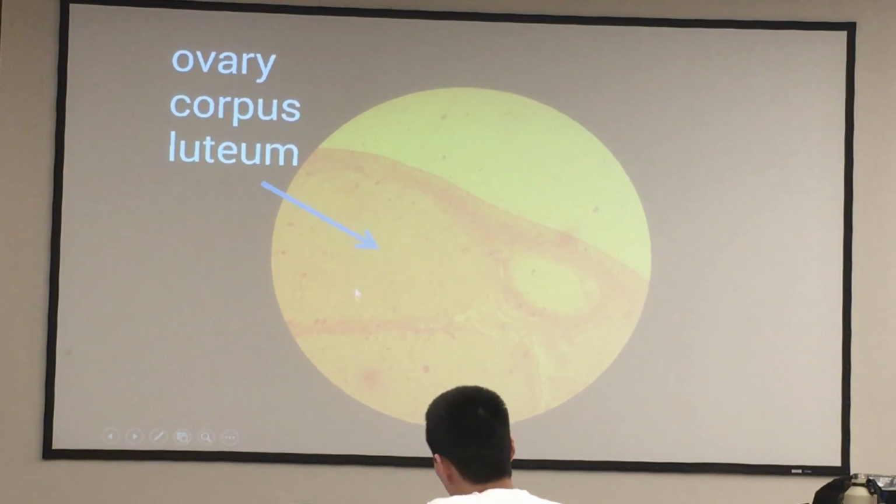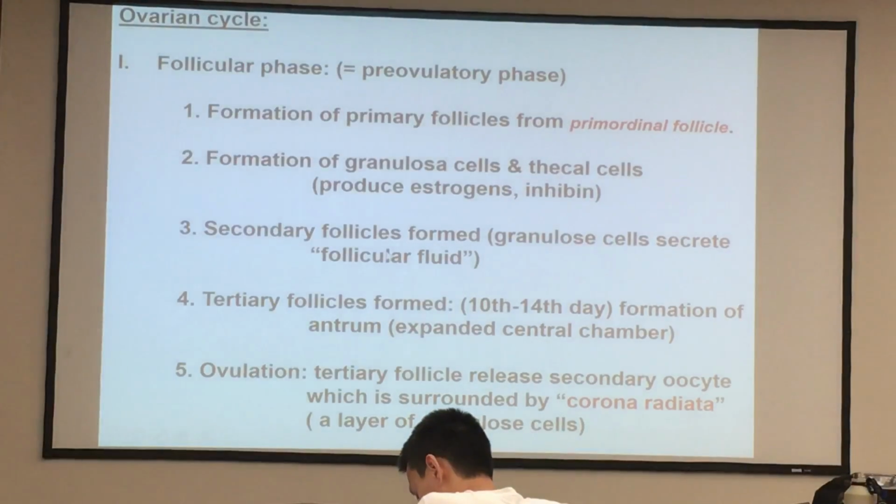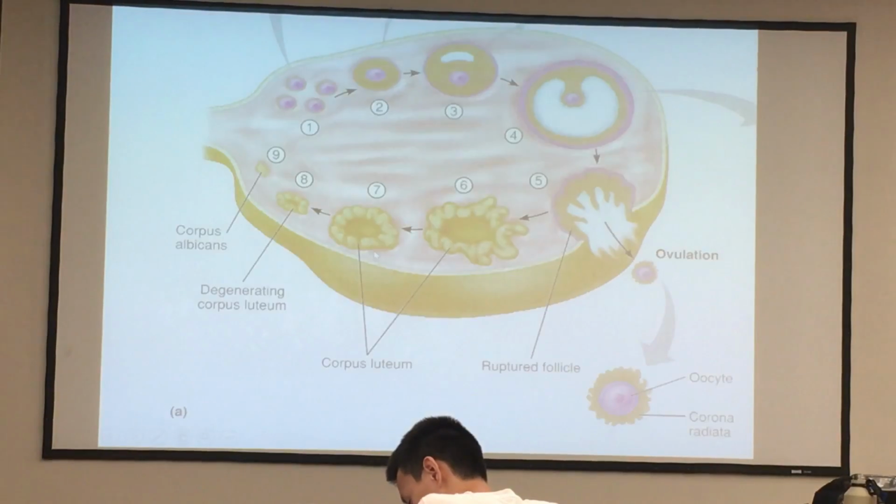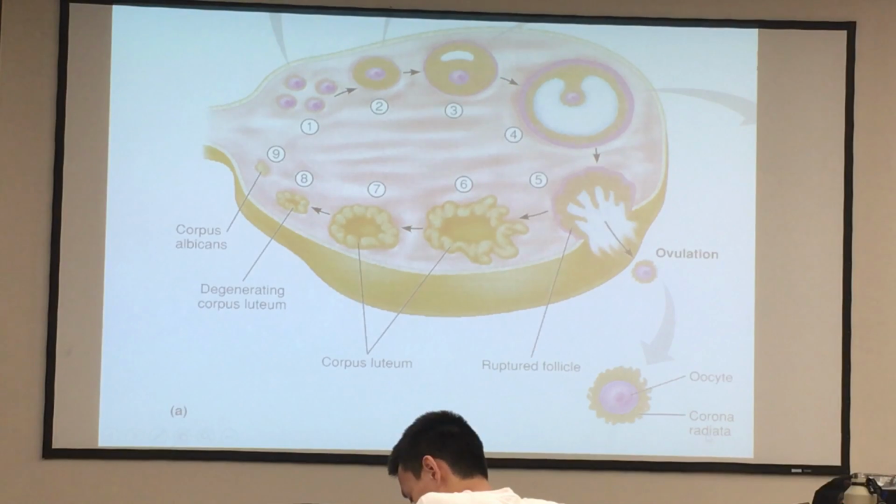I think some of you already saw that in the slide, chapter 18. We saw this. Okay. So that is the one I just mentioned there. When they release, we call corona radiata. Corona means flower. Radiata means surrounding flower. It's ovulated. Okay.